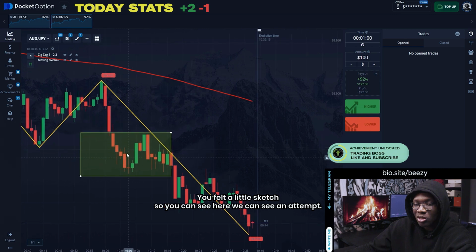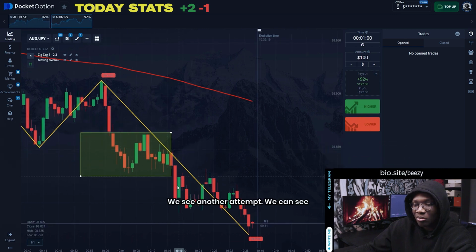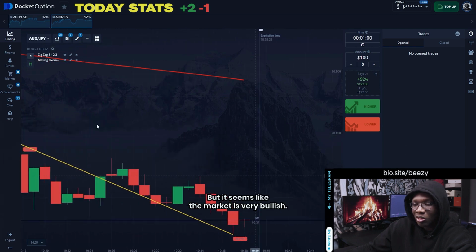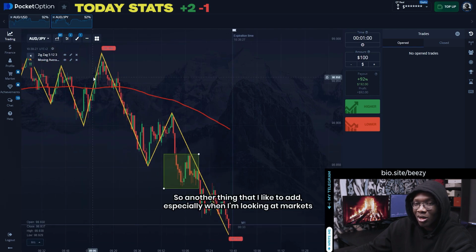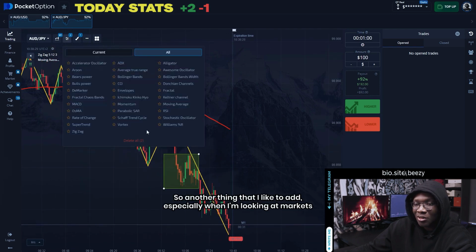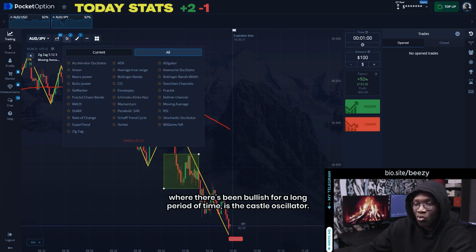So you can see here, we can see an attempt. We can see another attempt. We can see an attempt here as well. But it seems like the market is very bullish, as you can see how red this candle is. So another thing that I like to add, especially when I'm looking at markets where it's been bullish for a long period of time, is the stochastic oscillator.